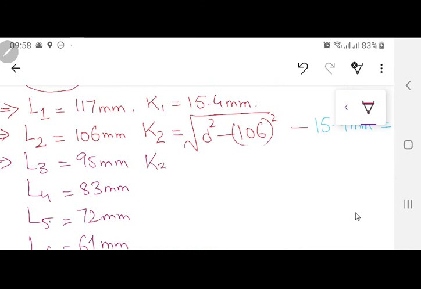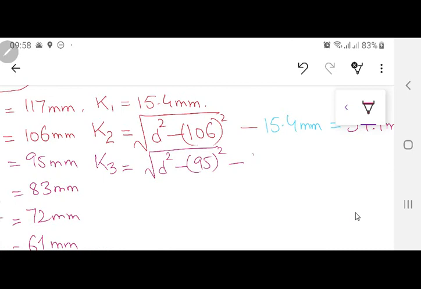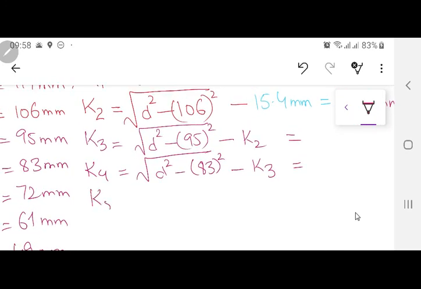K3 will be equal to certainly d square minus 95 square minus, I am just writing K2, so something like this, and this will be K4 equal to d square minus 83 square minus K3, and K5 will be similarly d square minus 72 square minus K4. जी find out the answers please. I have just written the formula over here.